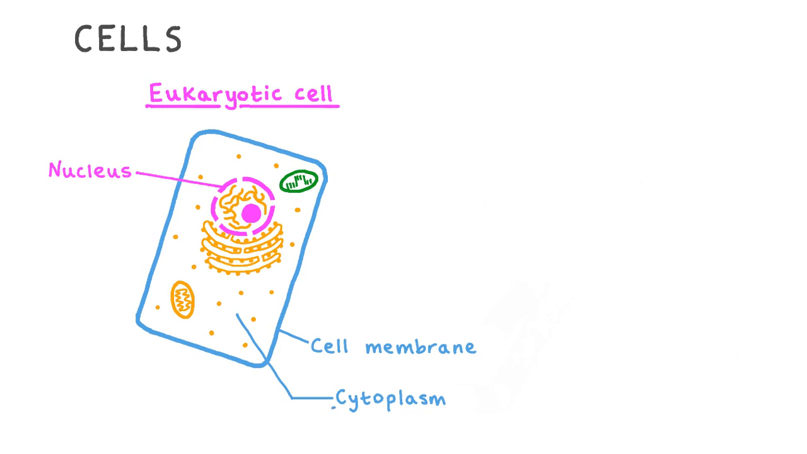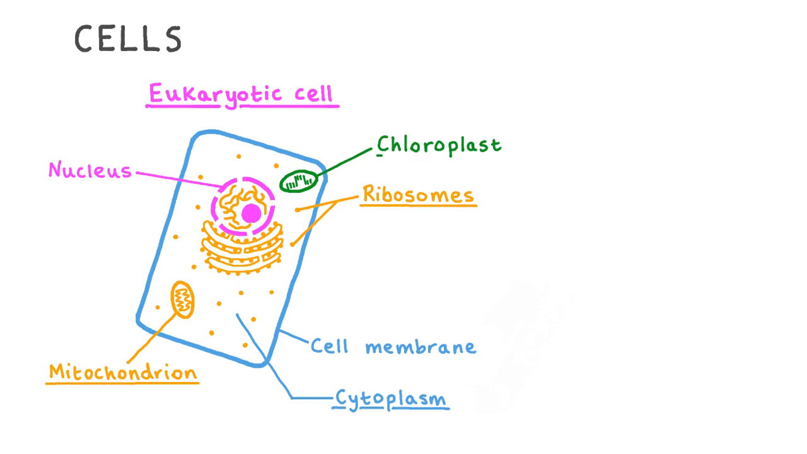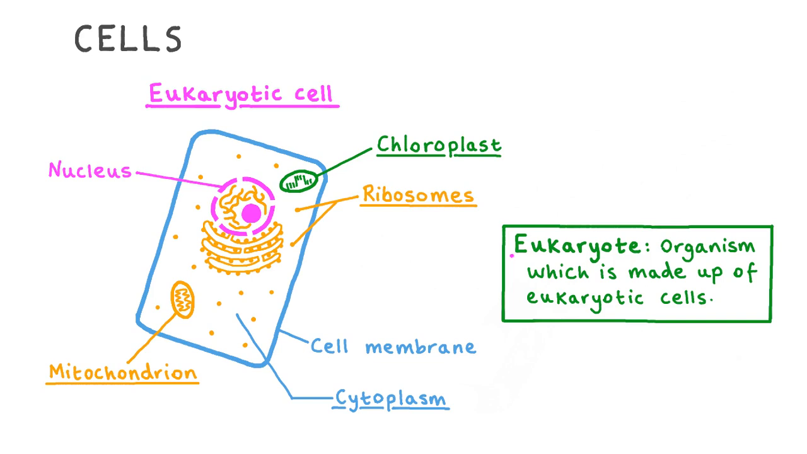The cytoplasm of a eukaryotic cell is a gelatinous liquid containing water, dissolved salts, and other organic molecules. It's also home to several organelles and other structures. For example, the mitochondria, which release energy, ribosomes, which are responsible for protein synthesis, and chloroplasts, which are the site of photosynthesis in plants.